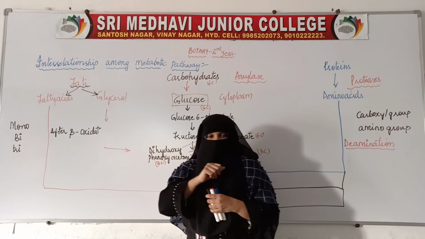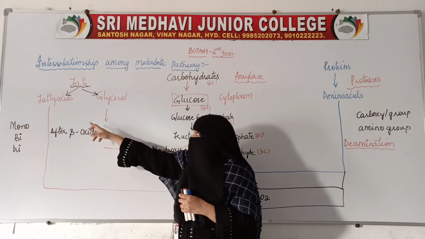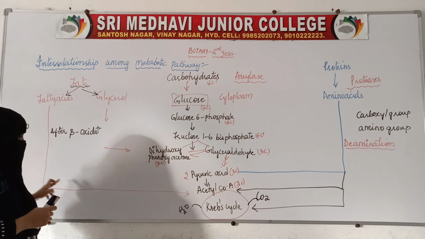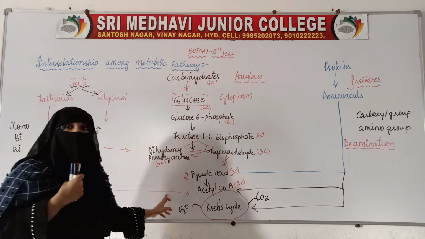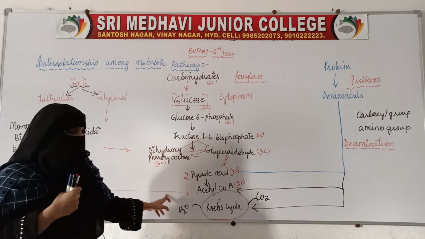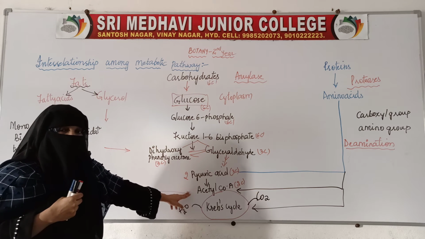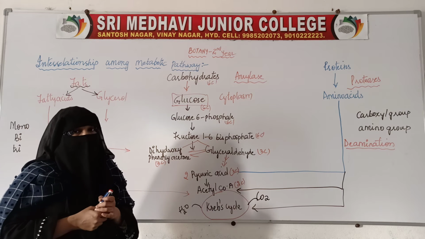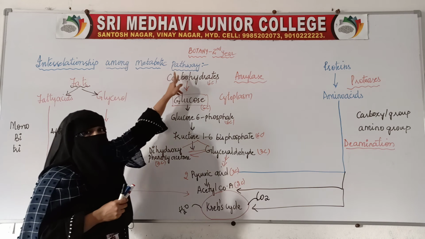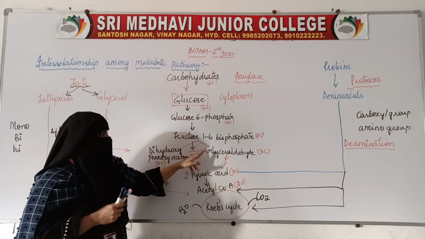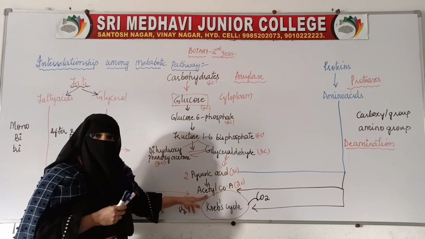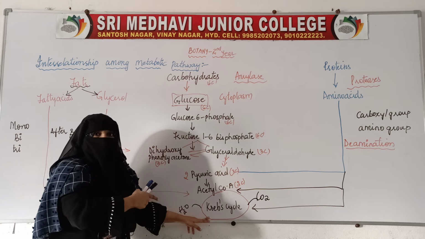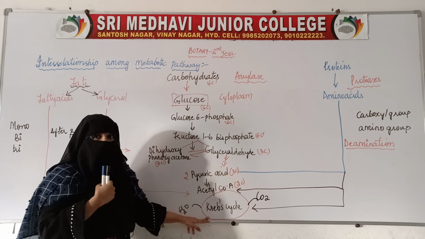Then coming to fatty acids. Fatty acids, after beta oxidation, will change into acetyl coenzyme A, then they enter into the Krebs cycle. So here carbohydrates change to pyruvic acid, then to acetyl coenzyme A, then enter the Krebs cycle. This is how respiration happens with carbohydrate as the respiratory substrate.